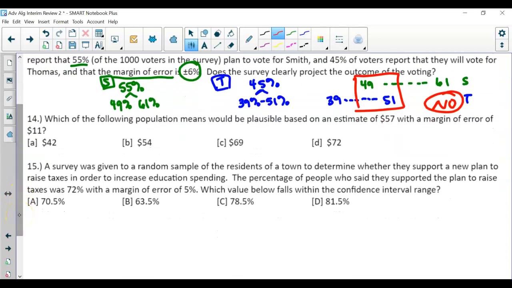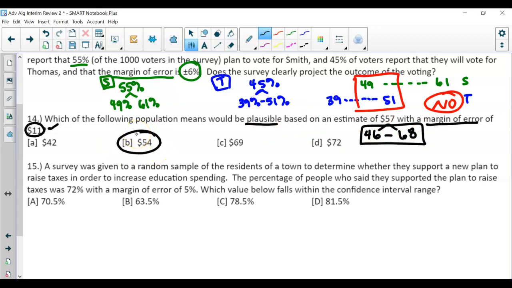So then 14 and 15 also showed another way of looking at margin of error. So here the margin of error is $11. So this is the estimate that we're starting with, and we're looking to see which of these population means is plausible. So again, add and subtract the margin of error, the 11. So now we're at 46 after subtracting 11, and adding 11, which is 68. So which of these is plausible? Which falls into this range here given the margin of error? That's why the answer is B, 54, because 42 is below and 69 and 72 are above.